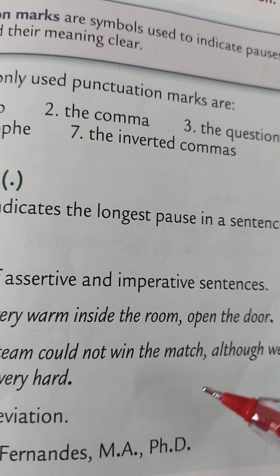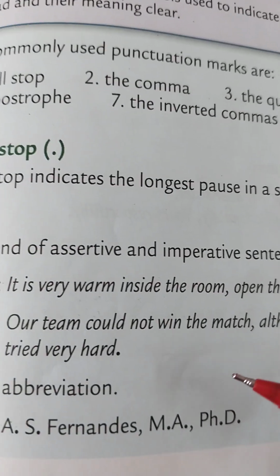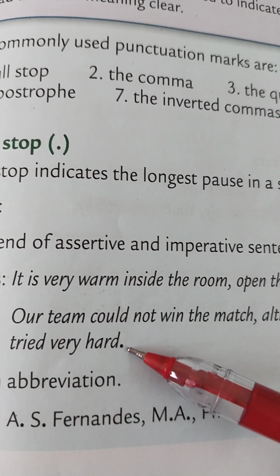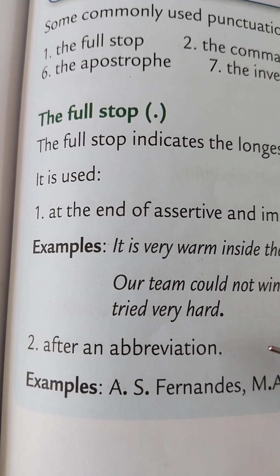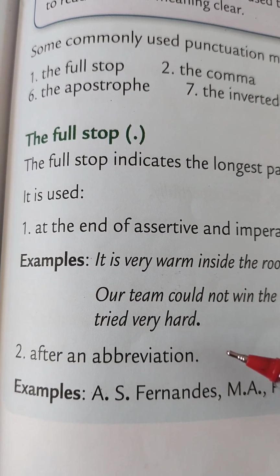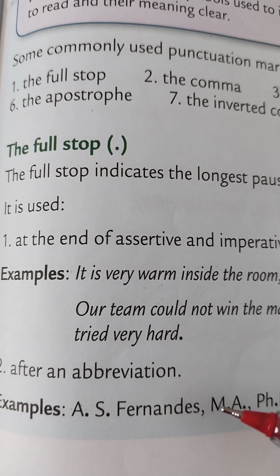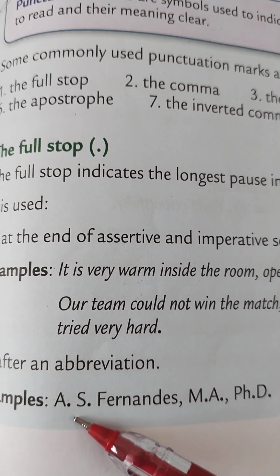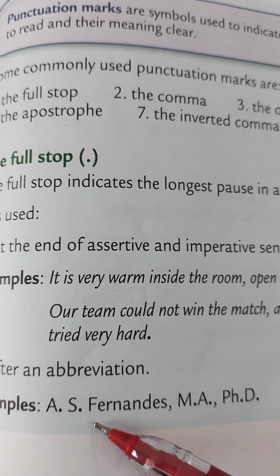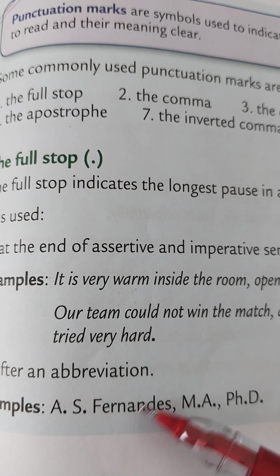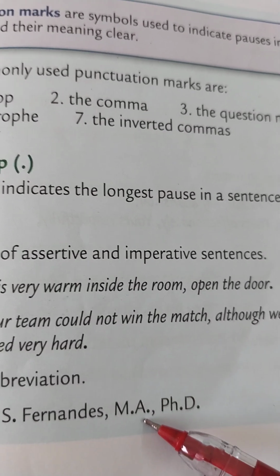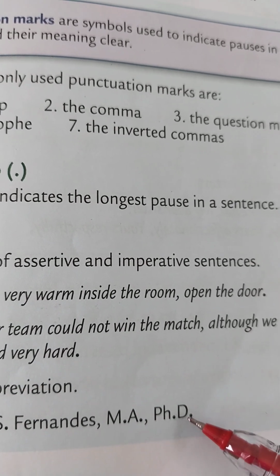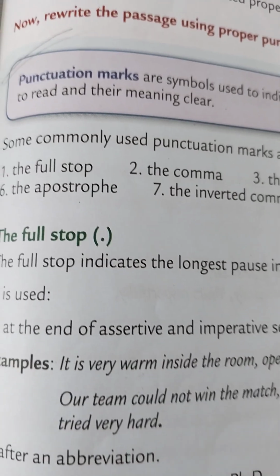Our team could not win the match, although we tried very hard. Now, you can see there is a full stop here, okay, at the end of the sentence. Now we also put full stop, children, after an abbreviation. Like you can see here in this example, after A, then S, okay, A.S. Fernandez. This is the abbreviation, and we have put full stops over here. M.A., full stops are there, and Ph.D., full stops are there. So this way we use full stops in abbreviations.